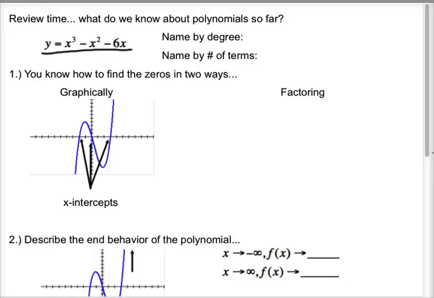So here's my polynomial. First thing, name it by degree. Well, I see it is a 3rd degree polynomial. So that's going to mean it is cubic. I see 1, 2, 3 terms. If it has 3 terms, that means it is a trinomial.